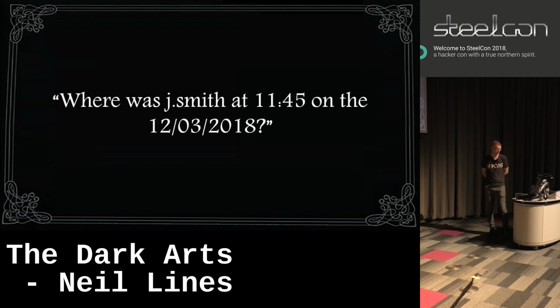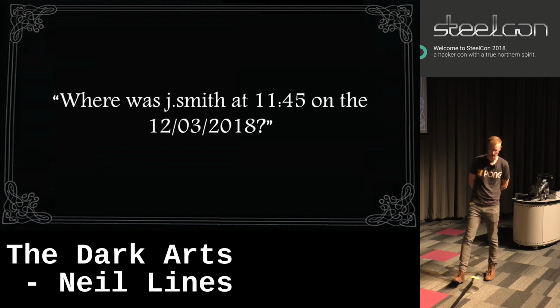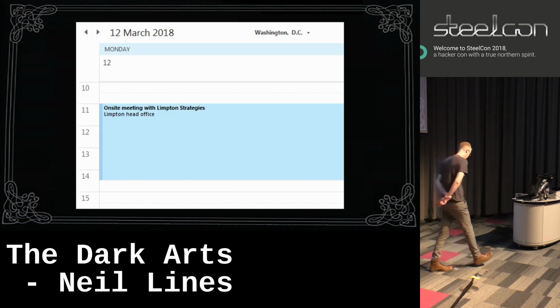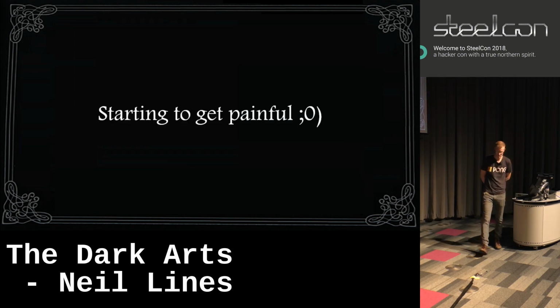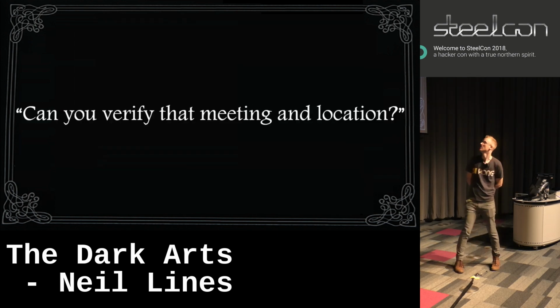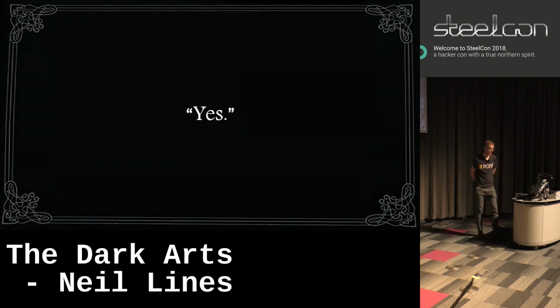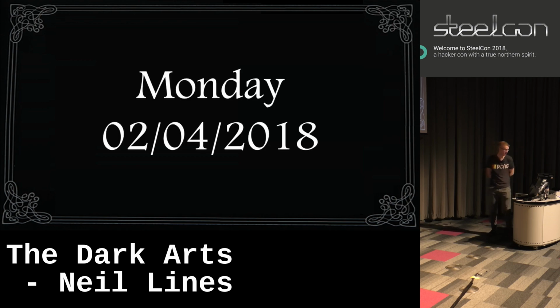Here's another good question. Where was Jay Smith at 11:45 on the 12th of the 3rd, 2018? Well, they thought he was working from home. They didn't bother to check that. So Jay Smith was actually on site at a meeting with Limpton Strategies at their head office. Yes, starting to get painful. So, can you verify the meeting and the location? Actually, they could, yes, and he was there. Monday the 2nd, 04th, 2018.